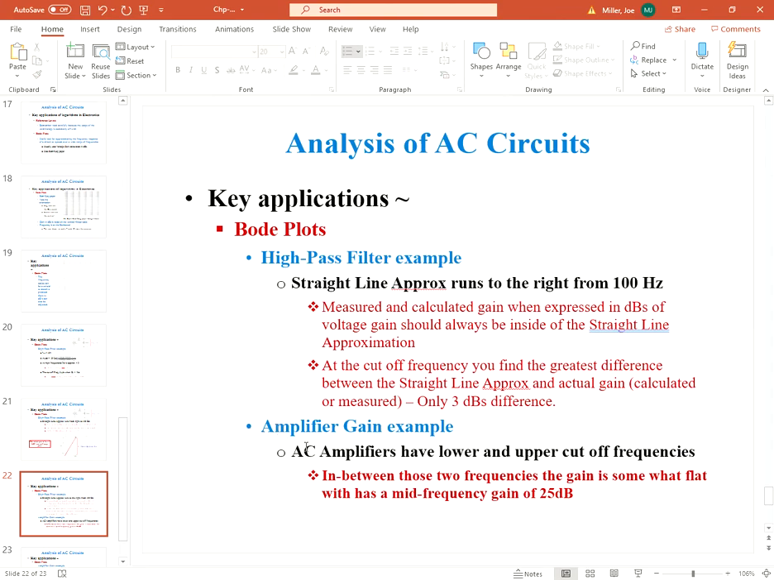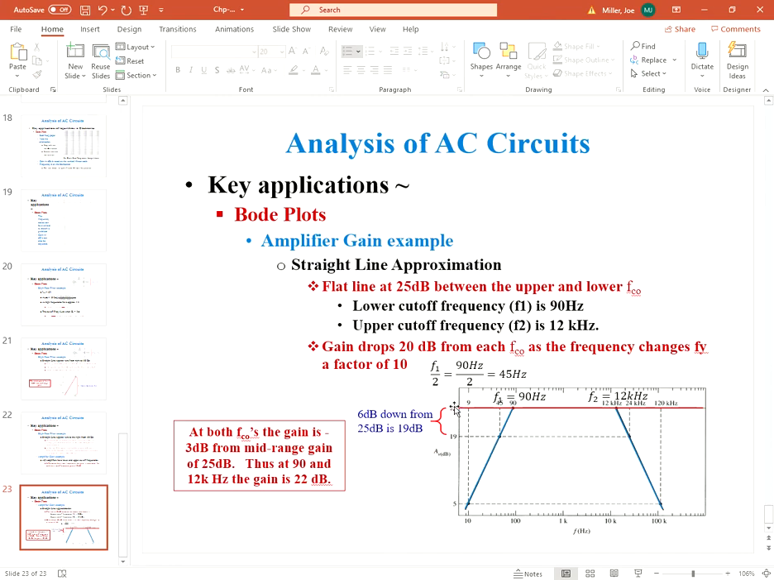Amplifier gain. Amplifiers have lower and upper cutoff frequencies. In between those two frequencies, the gain is somewhat more flat. For an example, we're going to be looking at this plotted out. The mid-frequency gain is 25 dB. Let's see this plotted out. So mid-frequency gain would be 25 dB.